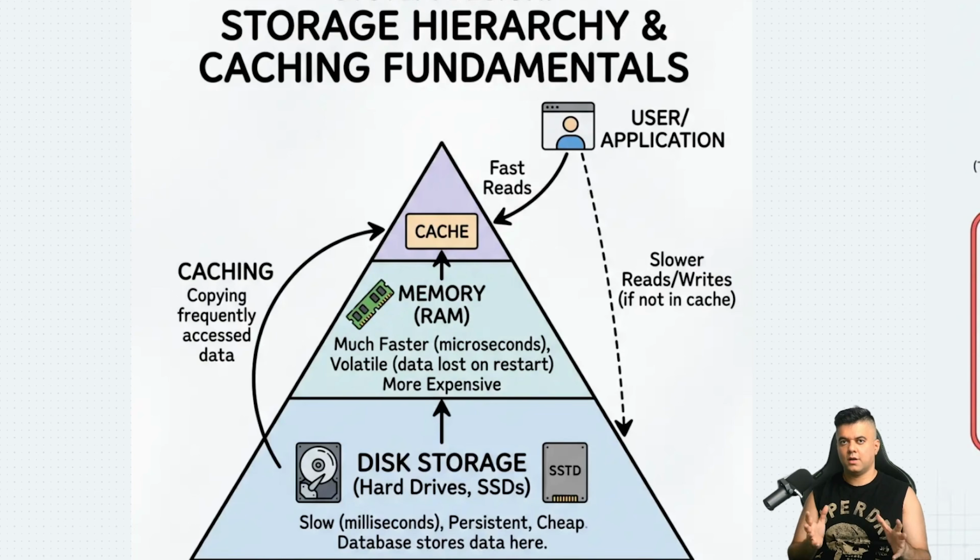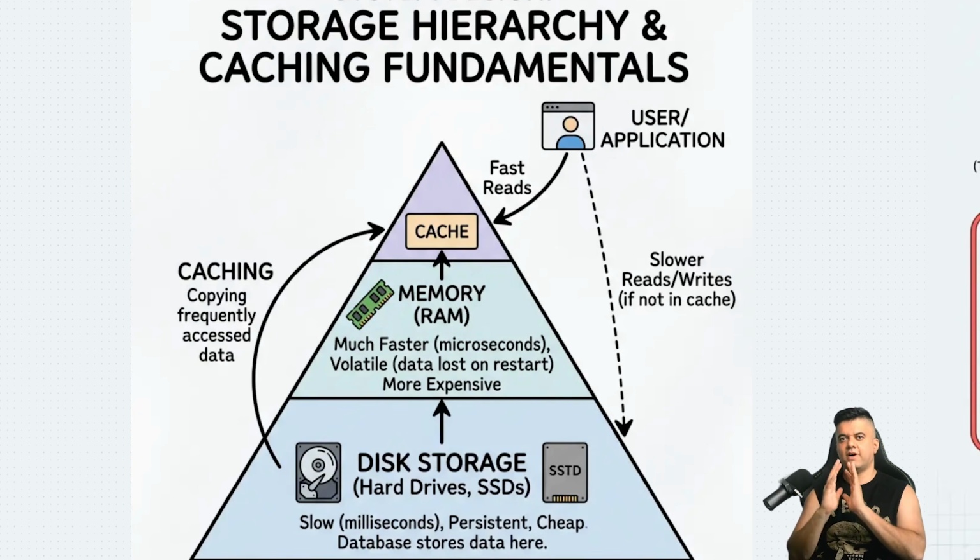So to understand it from a fundamental level, caching is the idea of copying frequently accessed data from the slow layer, which is the database on disk, into the fast layer, which is memory. Now, there's one big confusion that people usually have that you don't want to carry: cache is not a new database. It's just a copy of data that already exists in your database, stored temporarily in memory to make reads faster.